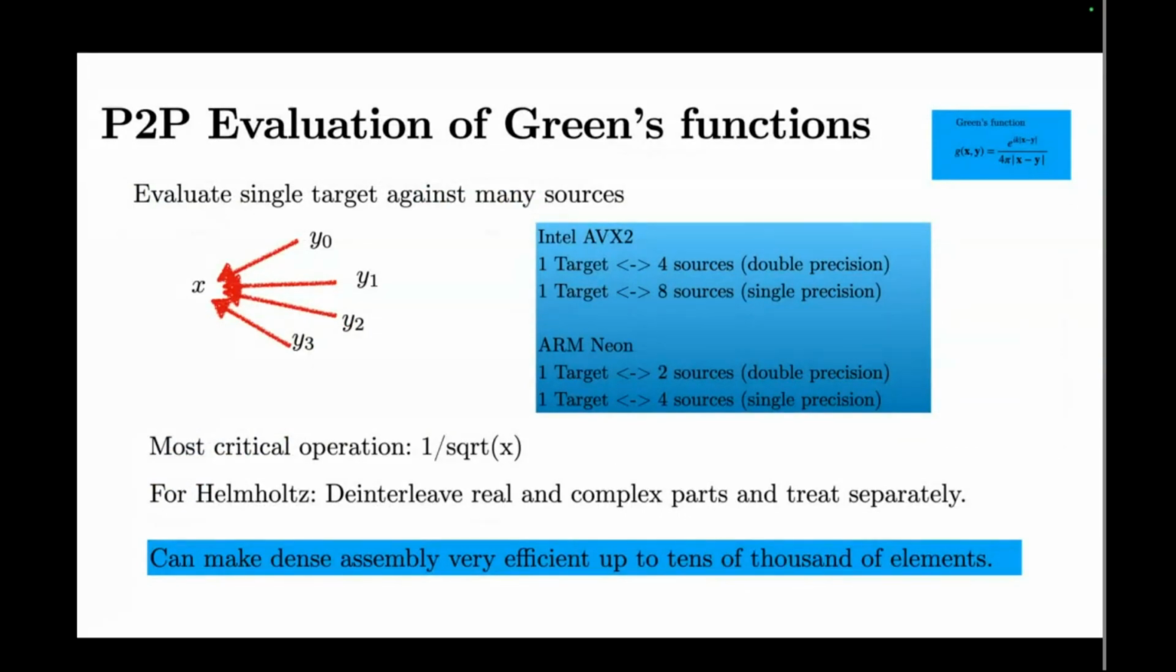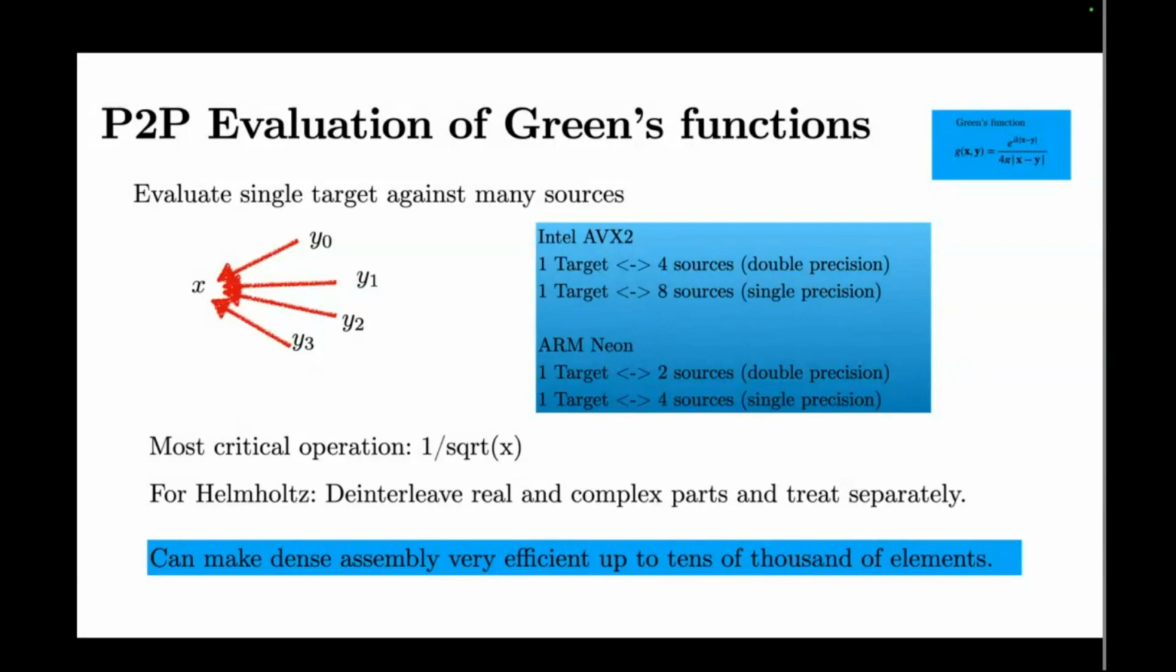So I talked about the grid, I talked about the linear algebra. Now I want to talk about the Green's function interactions themselves. And for the Green's function interactions, this needs to be really, really fast because we need to do millions of those per second. So there we chose to go with very explicit SIMD implementations. To implement those Green's functions, on the one hand we want to support Intel AVX2, but also ARM Neon.